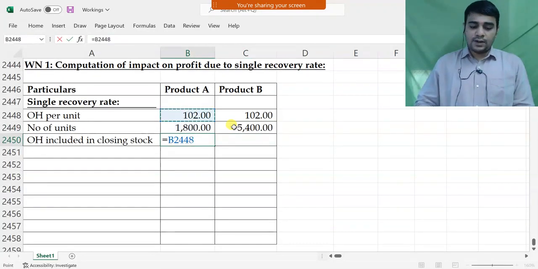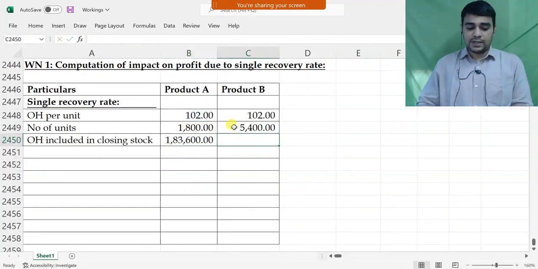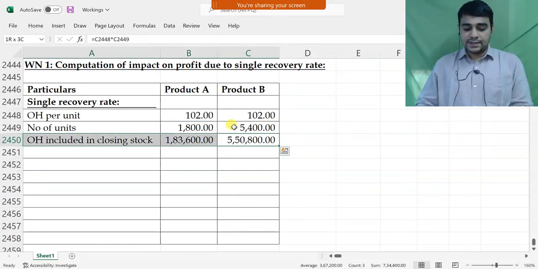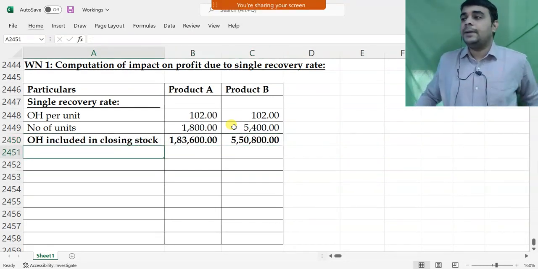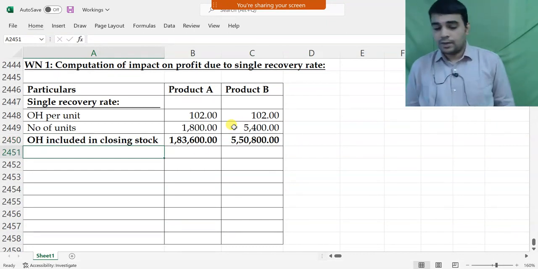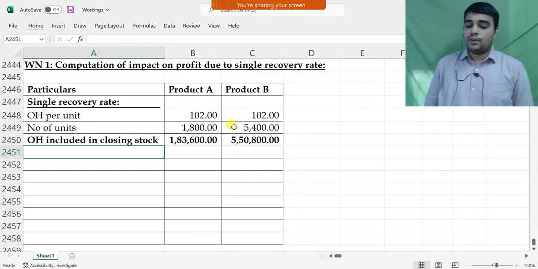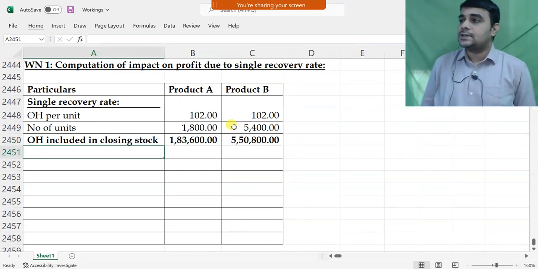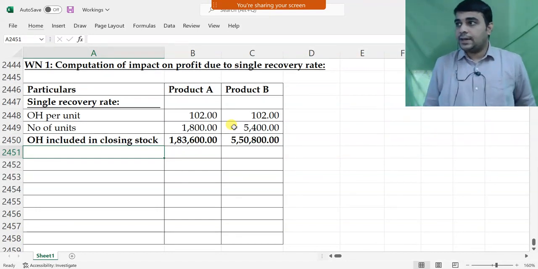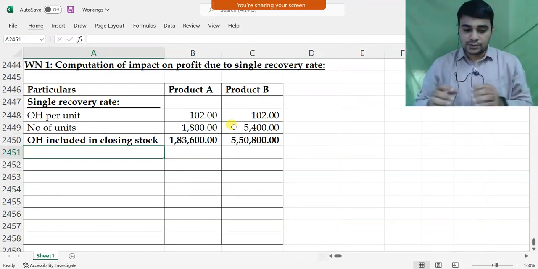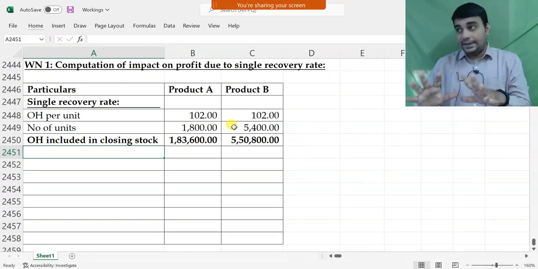So this is what is considered in my books of accounts as of now. I have already considered this in my books. Overhead included in closing stock is 1,83,600 and 5,50,800, already included in the books of accounts. This is not the ideal way to do.